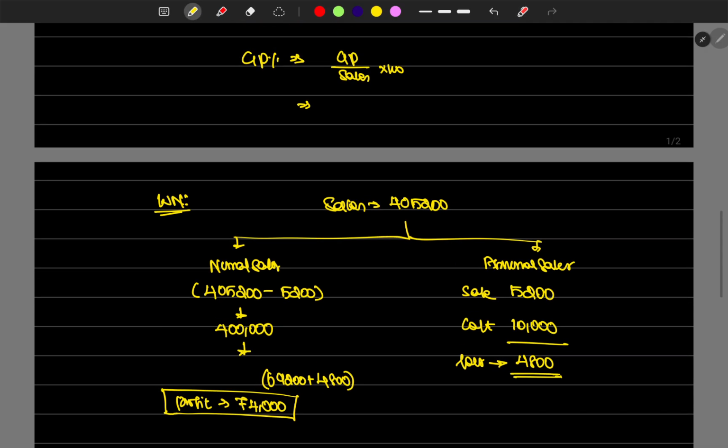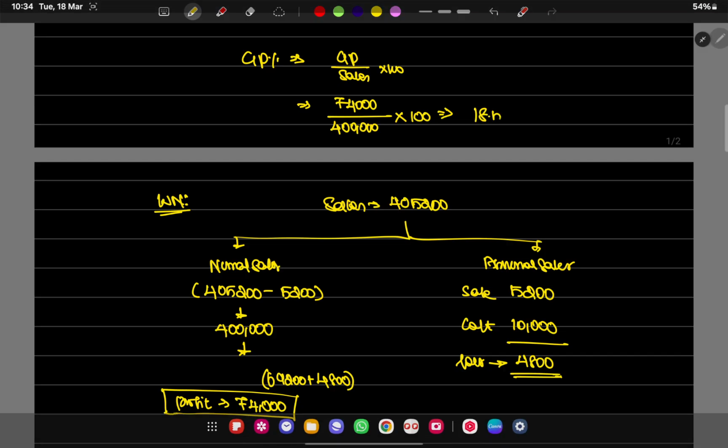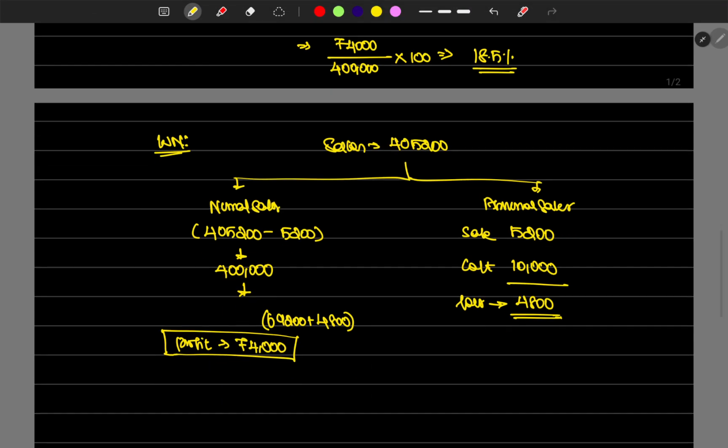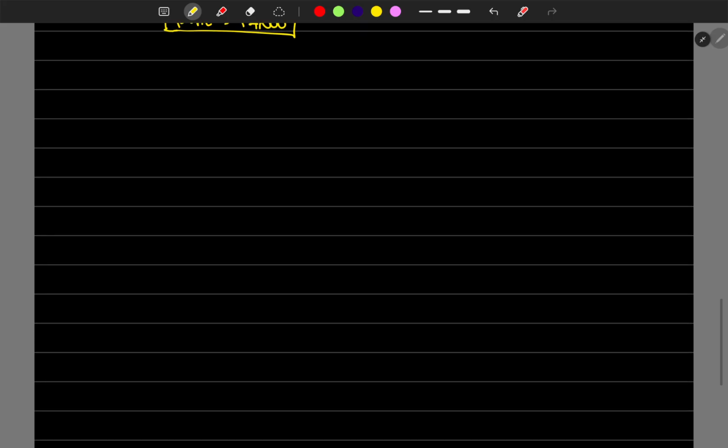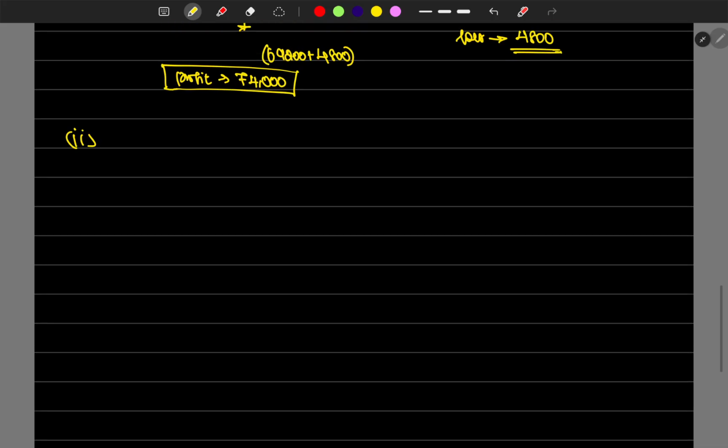So 74,000 divided by normal sales of 4 lakh into 100, which is 18.5. 18.5 percent is the GP percentage. So let's quickly get into the second step, which is memorandum trading account.